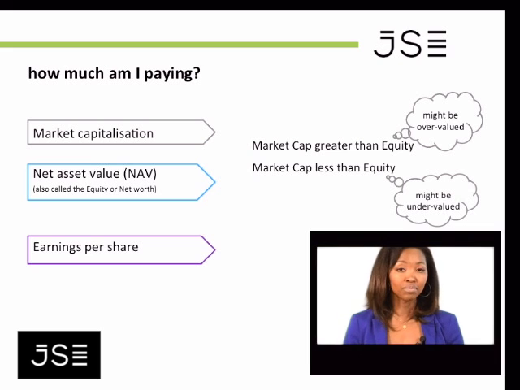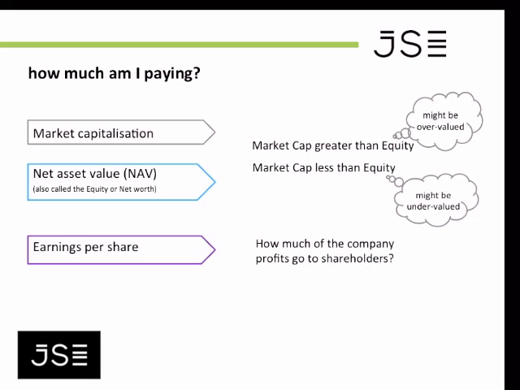And then there's earnings per share. Earnings per share, some people would argue, is one of the single most important things to look at because it actually gives you a sense of how profitable a company is. And that basically tells you how much of the company's profits goes to shareholders. So whenever you're buying shares or comparing companies and trying to decide what share to buy, generally people tend to look for companies with the greater earnings per share.